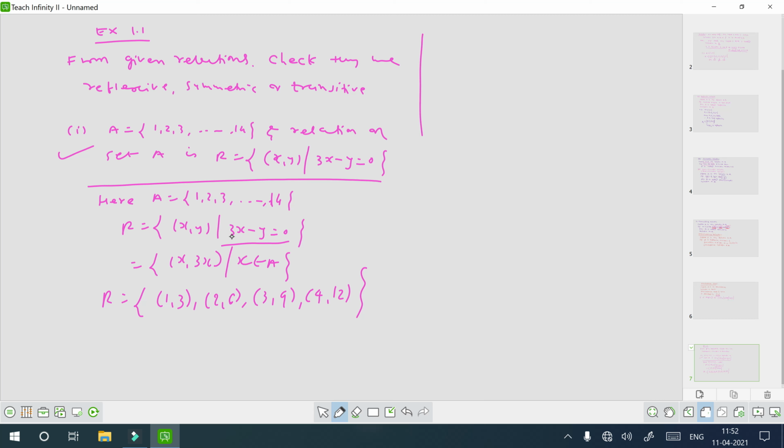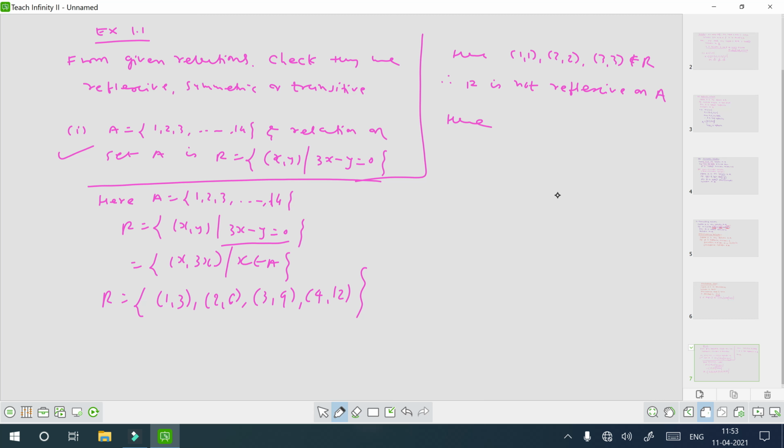Now we have to check. Here (1, 1), (2, 2) and (3, 3) are not in R. Means xRx is not possible, or the ordered pair (x, x) is not in R. So that's why it is not reflexive. Therefore, R is not reflexive on set A. Clear?